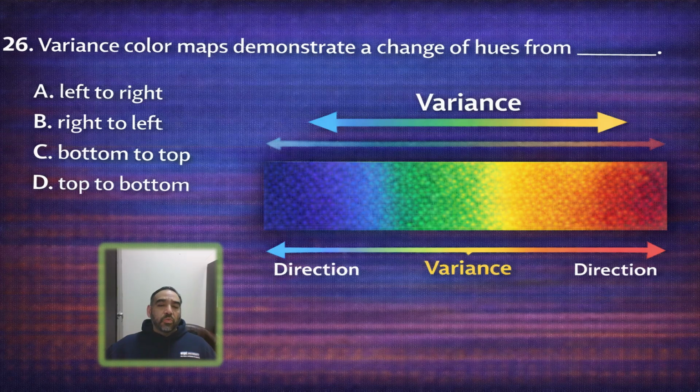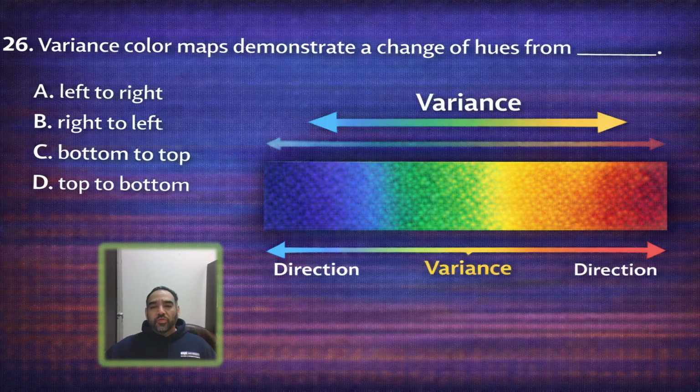So B said right to left. Color bars are conventionally displayed with hue progression from left to right. That's just convention, meaning that's just how we decided to display them. And variance is encoded by moving across the bar, so not backward.